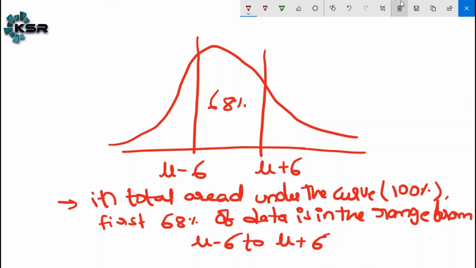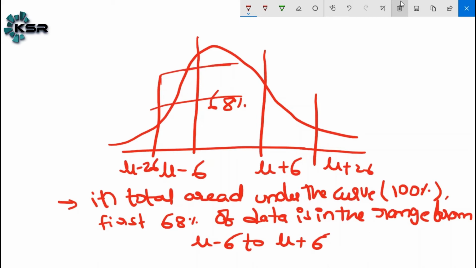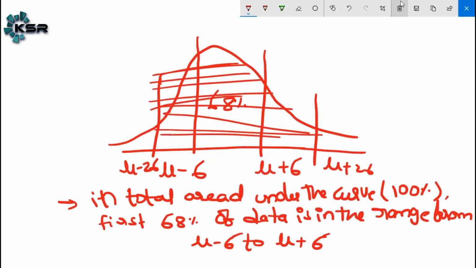Next range here, mu minus 2 sigma to mu plus 2 sigma, which is this entire range. It will be 95%. Mu minus 2 sigma to mu plus 2 sigma, the range will be 95% of the total population.